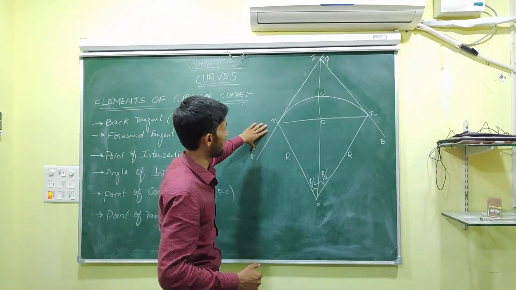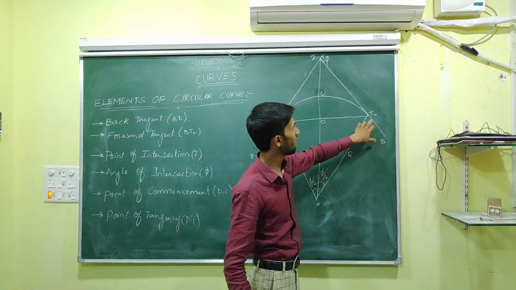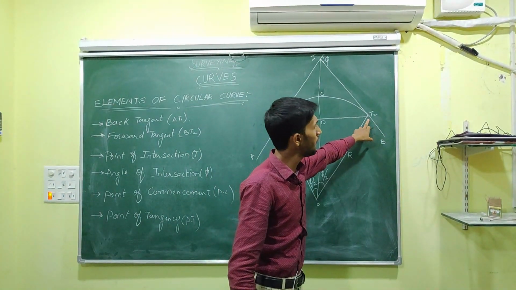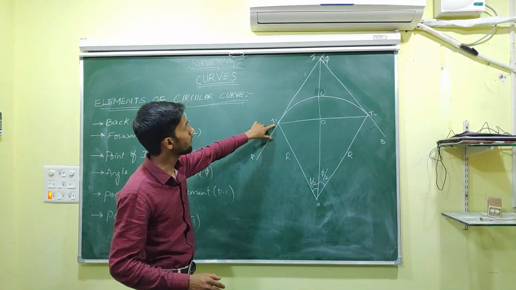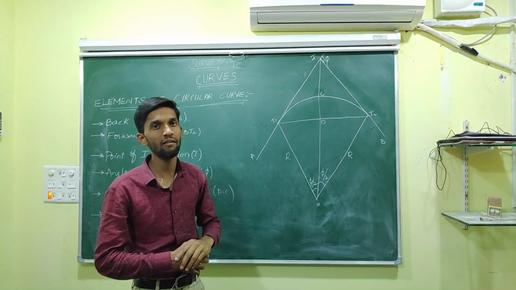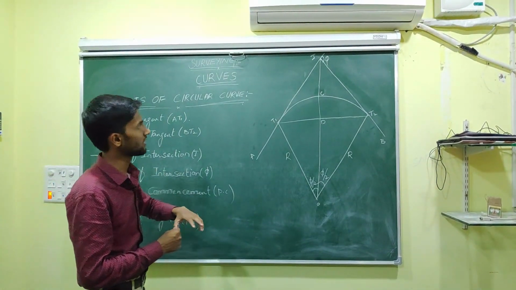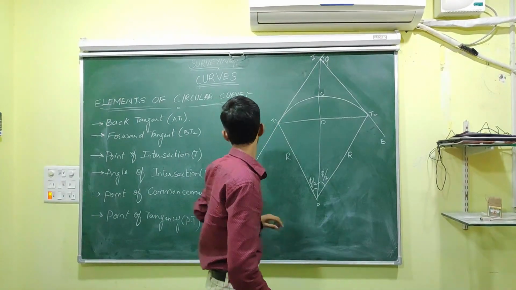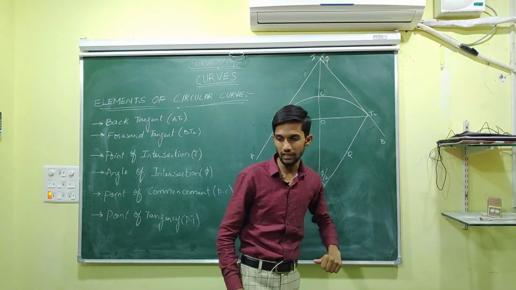Okay, what is that? The back tangent AT1 is our back tangent, and the BT2 is our forward tangent. The tangent which is at the end point of our curve is called forward tangent, and the tangent where the curve starts is called our back tangent. The point of intersection where the two tangents meet is called our point of intersection, that is our I. And then the angle of intersection, this angle.